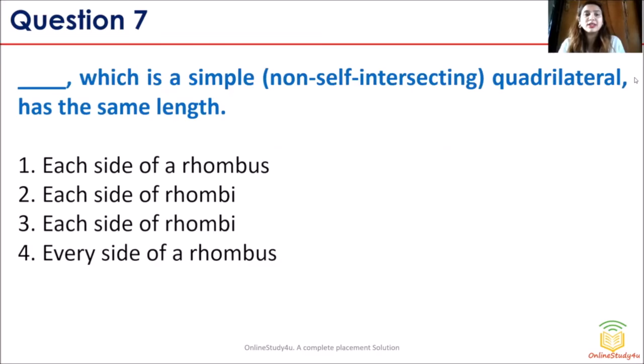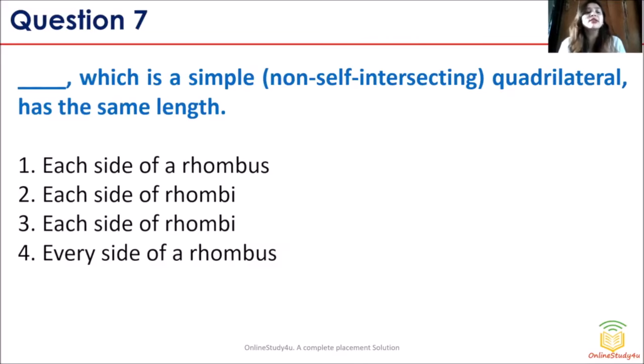Let's go to question 6. Dash, which is a simple non-self intersecting quadrilateral, has the same length. Now, what I want you to focus on out here is it says which is a simple. When it says a simple, it definitely means it is something singular. It's not going to be something plural. So if you look at the answer options out here, you have rhombus and rhombi. 2 and 3 both are rhombi, that is gone because we need something singular.